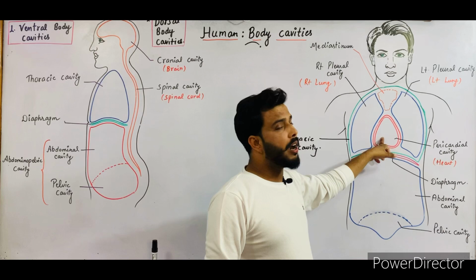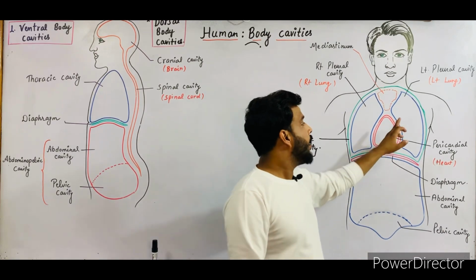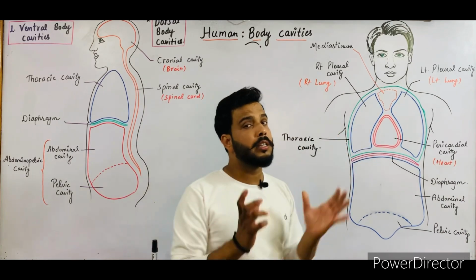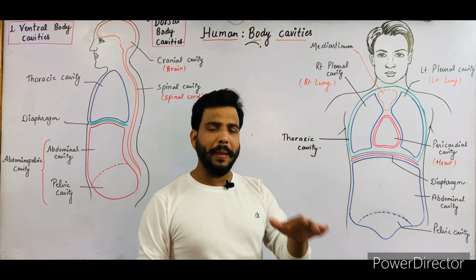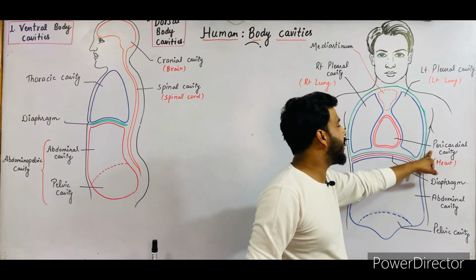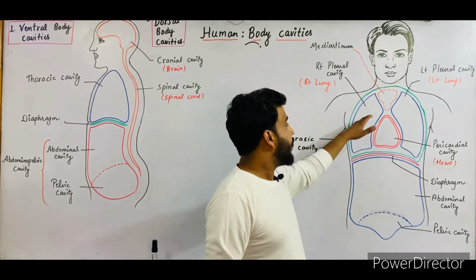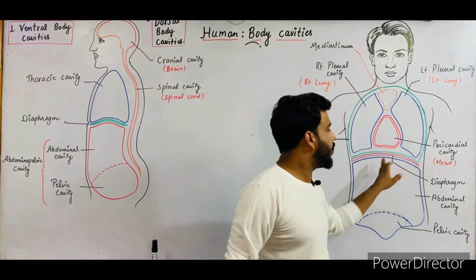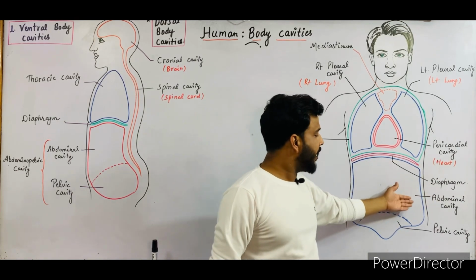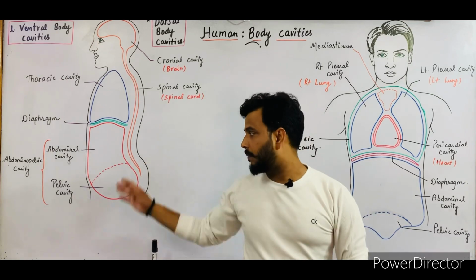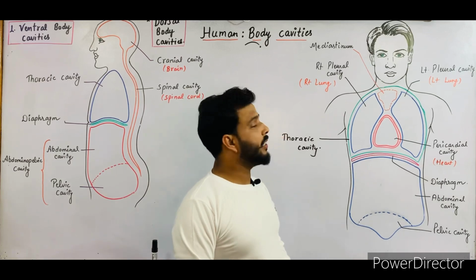This pericardial cavity consists of a very important organ, that is our heart. Between both the lungs our heart is situated inside a cavity, and that cavity is known as the pericardial cavity. So this is the pericardial cavity, consisting of the heart. These are the pleural cavities, consisting of lungs. Now below the thoracic cavity, I show the diaphragm again. This is the diaphragm, and below the diaphragm, the abdominal cavity and the pelvic cavity are situated, as I told you in the previous diagram. So these are the different body cavities present in our body.